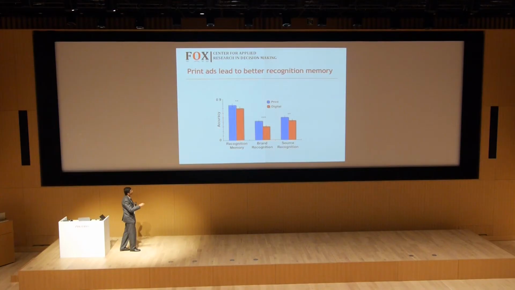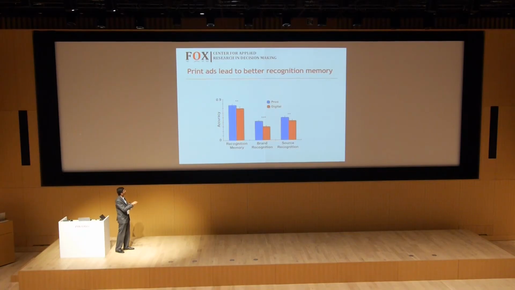And that is also true for the brands. So not only do they recognize the snippets, but they also correctly attribute them to the appropriate brand, which is most important, right? It's not important if you just remember a famous celebrity if you can't tell what ad that celebrity was advertising for, right? And that's also better with print. And lastly, the source recognition replicated too. So people were more confident that they saw something in print and more accurate than if they saw something in digital, right?